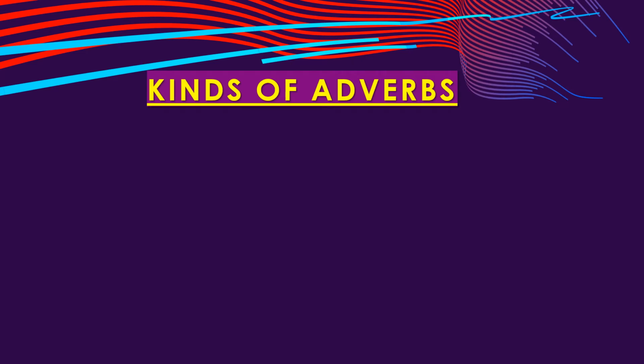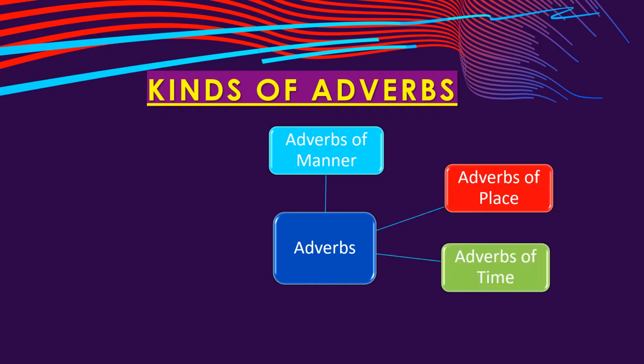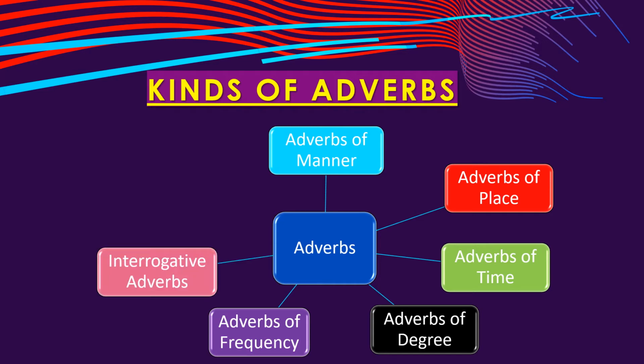So let us learn what are the kinds of adverbs. There are 7 kinds of adverbs. Adverbs of manner, adverbs of place, adverbs of time, adverbs of degree, adverbs of frequency, interrogative adverbs, and relative adverbs. These are the 7 kinds of adverbs. And now further we are going to learn each one of them.